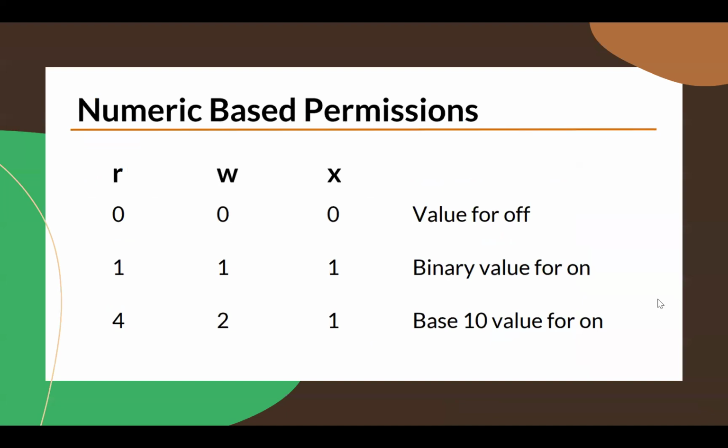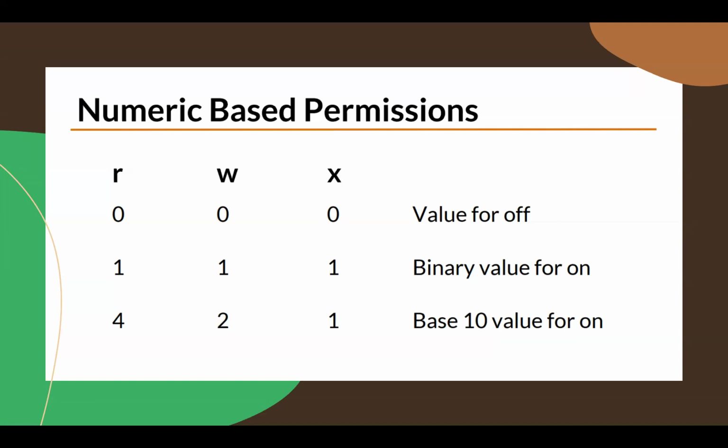In addition to symbolic mode, octal mode or numeric mode can be used with chmod to set file and directory permissions. In octal mode, permissions are based in binary. Each permission type is treated as a bit that is either set to off or on. Again, permissions have an order: read, write, and execute.